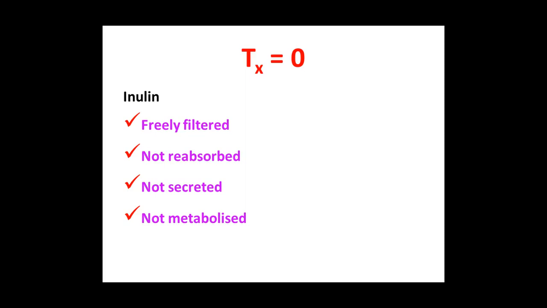So inulin is such a substance, a fructose polymer, which is freely filtered, not reabsorbed, not secreted, and not metabolized. If we inject the person with that substance, and after some time, after achieving the steady level, we measure the urinary concentration of inulin, plasma concentration of inulin, and rate of urine formation per unit time, we can simply calculate the GFR. So, using inulin, we can calculate GFR.